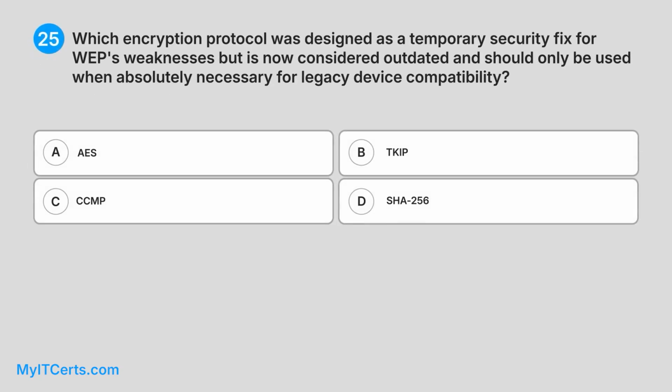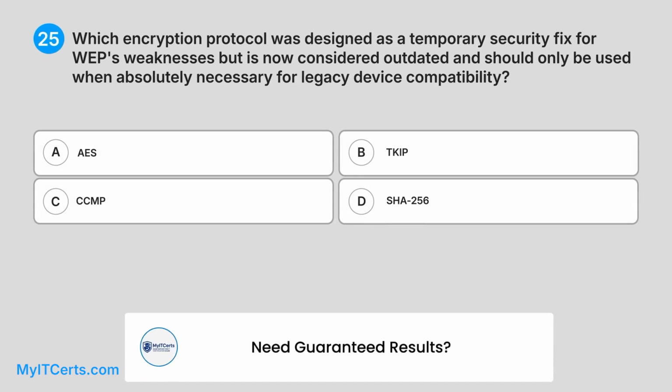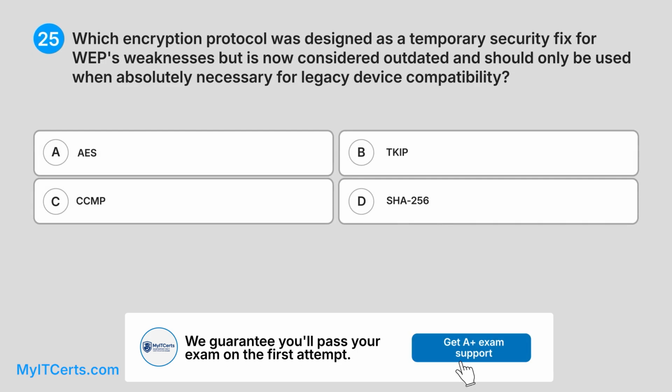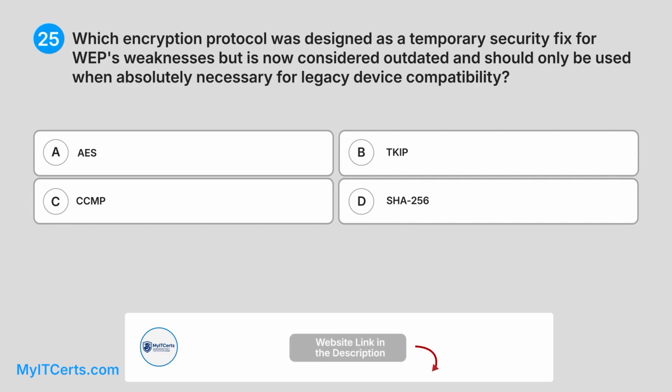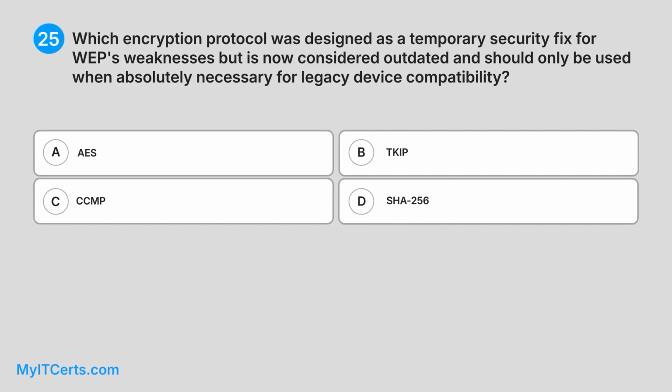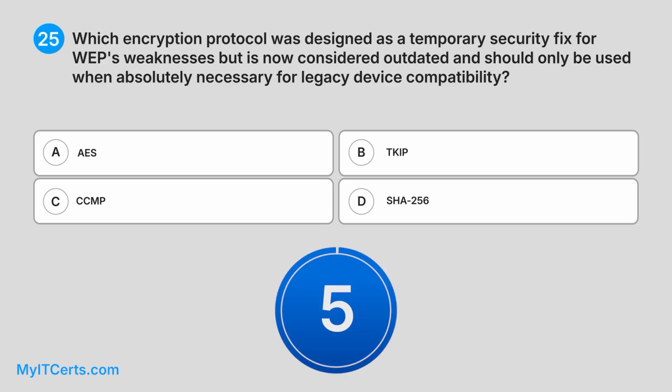25. Which encryption protocol was designed as a temporary security fix for WEP's weaknesses, but is now considered outdated and should only be used when absolutely necessary for legacy device compatibility? A. AES. B. TKIP. C. CCMP. D. SHA-256. Can you guess the answer?